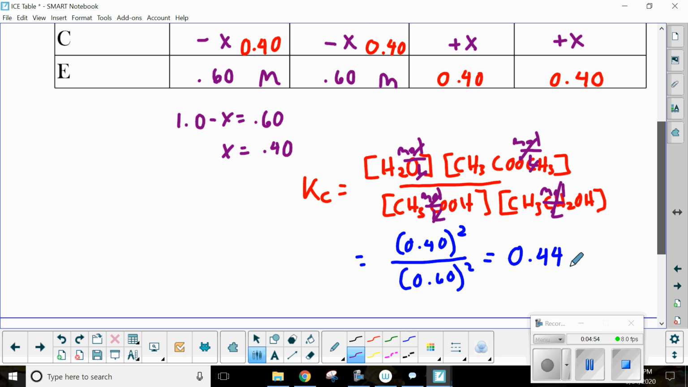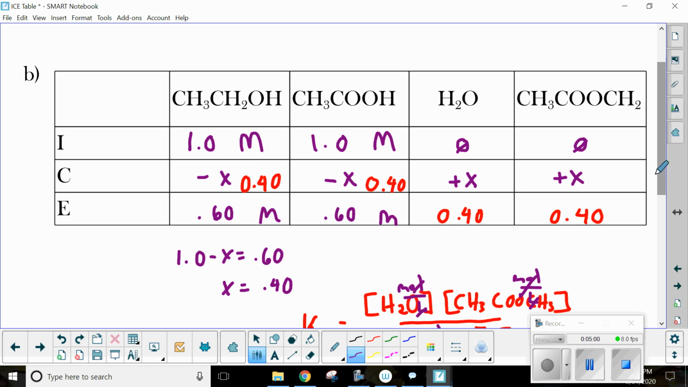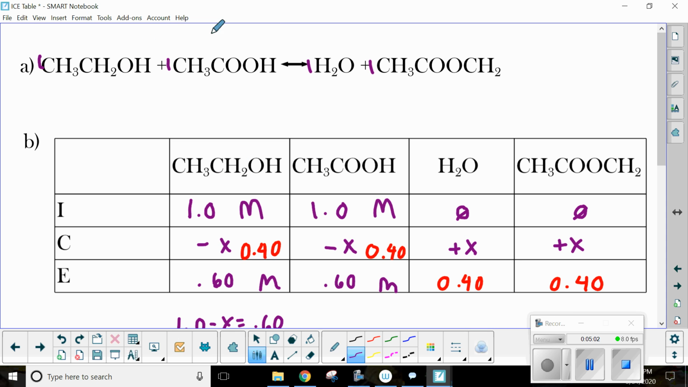And since Kc is less than 1 in this case, we will see that equilibrium will lie to the left, meaning you'll have a slightly higher concentration of ethanol and ethanoic acid than you will products in this particular case. So hopefully that helps for number 1.